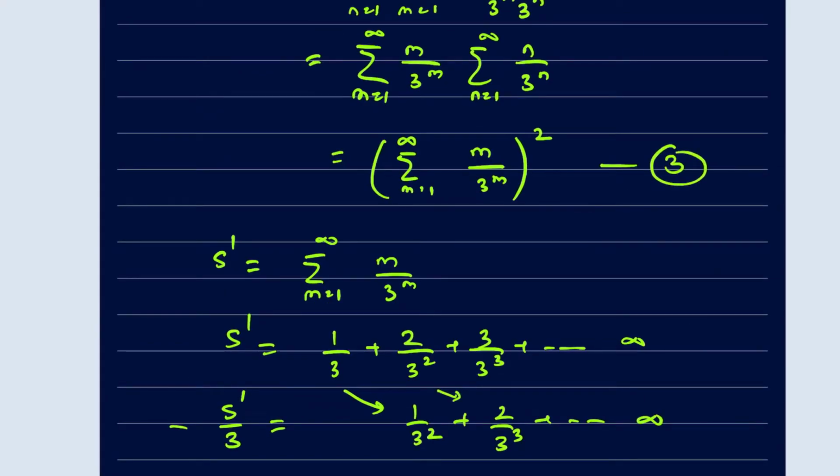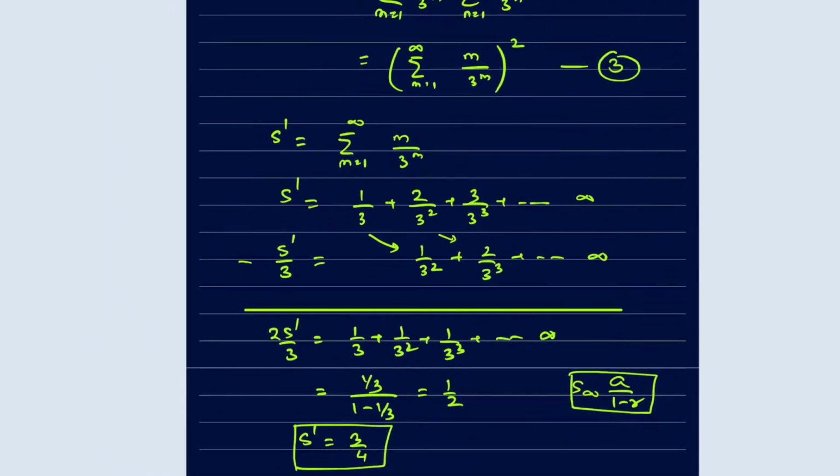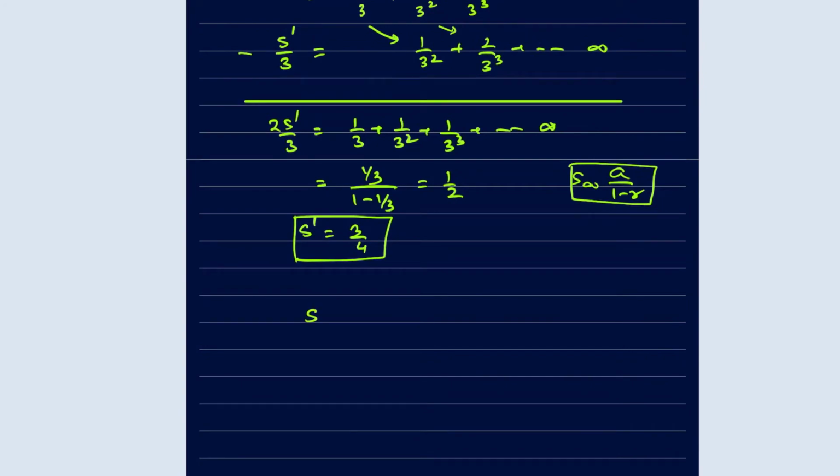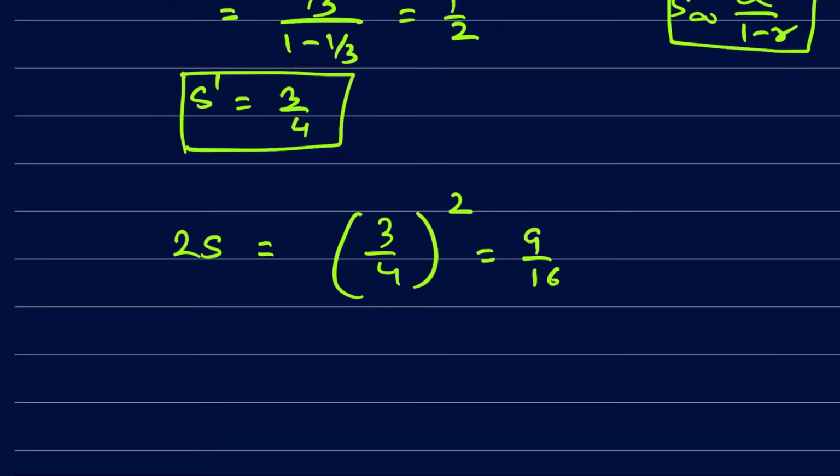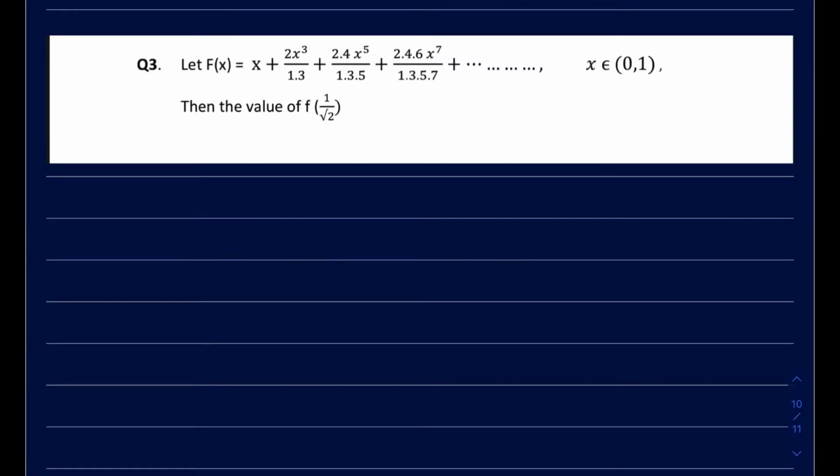Let's put it back into equation 3. So 2s is equal to 3 by 4 square, which is 9 by 16. So s is equal to 9 by 32. That is the answer. Now let's look at question number 3.